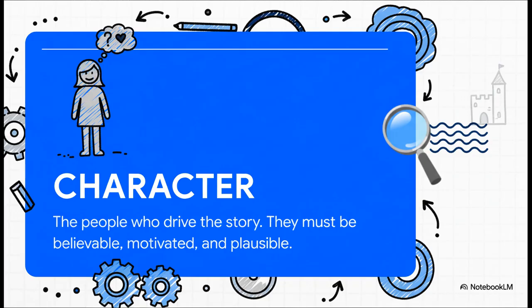All right, next up in our toolkit, character. These are the people who are living through the conflict. For an audience to care, your characters have to feel real. And that means they need clear motivations for what they do. And hey, remember this, flawless characters are often forgettable. It's their vulnerabilities and their contradictions that really make them human.